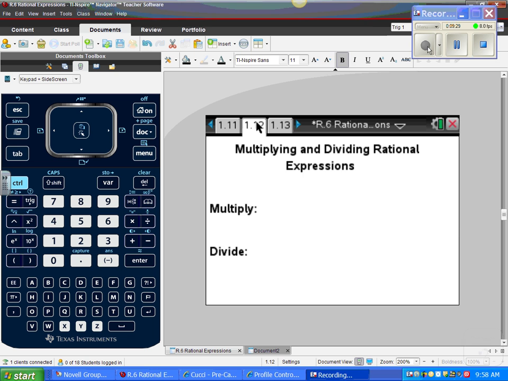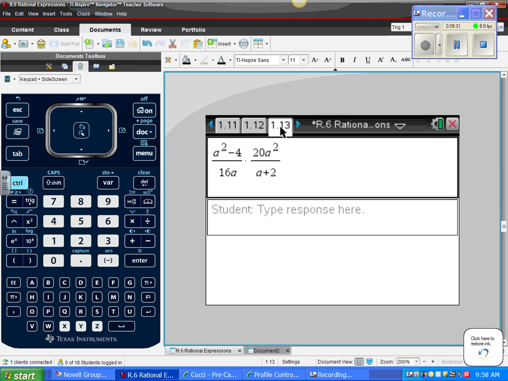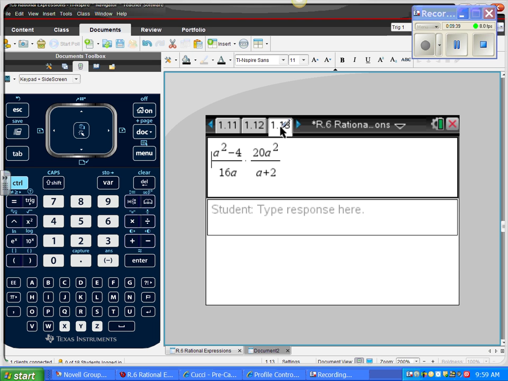Next page. Let's give one a shot. A squared minus 4 divided by 16a times 20a squared divided by a plus 2. So the first thing that we're going to do is we're going to factor as much as we possibly can. Numerator of the first fraction is very simple, difference of 2 perfect squares.